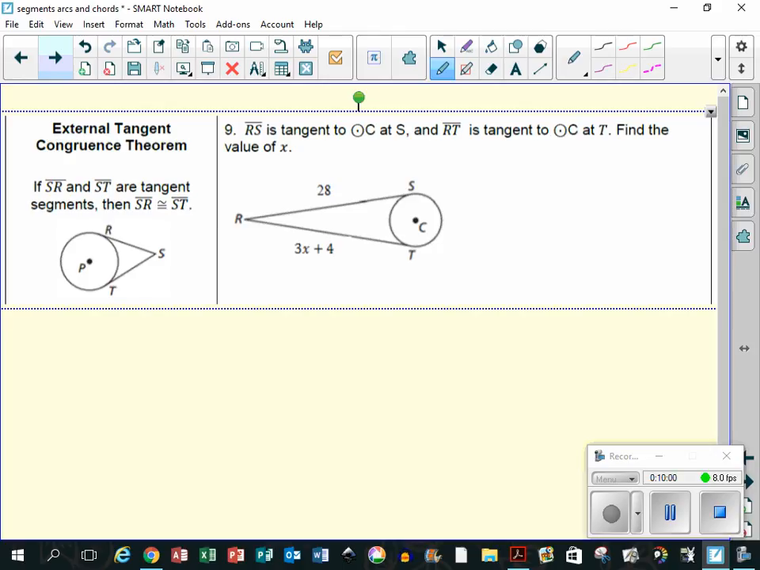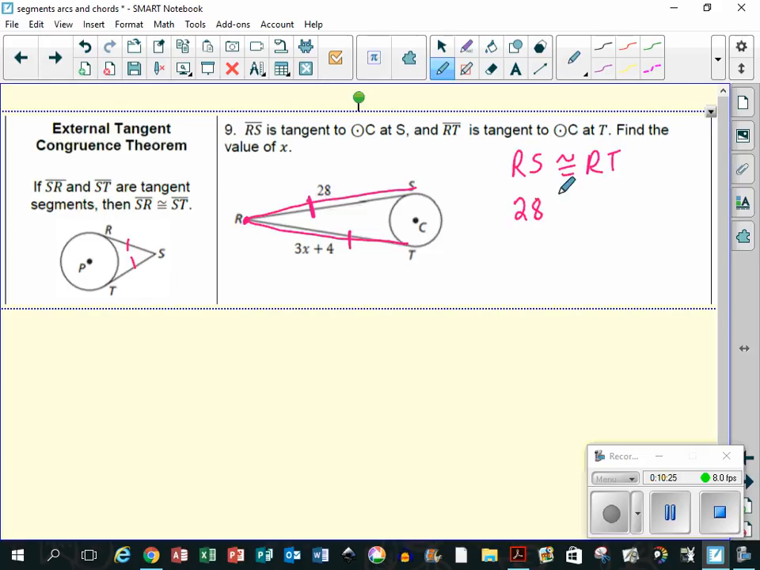So now let's talk about the external tangent congruence theorem. Basically, if you have a point that's sitting here outside and you draw a tangent line to this part of the circle and you draw another tangent line to this part of the circle, these two are equal. That's all it says. So RS is congruent to RT. So if R is my point, so RS is congruent to RT.